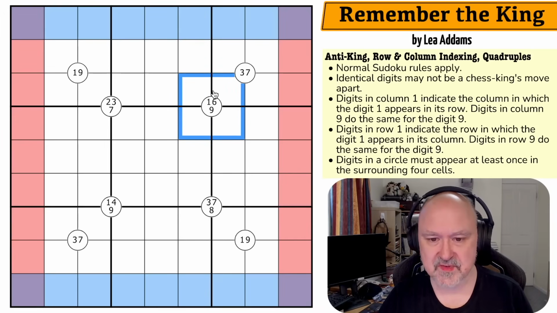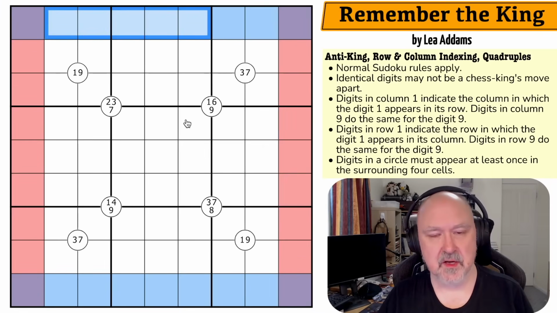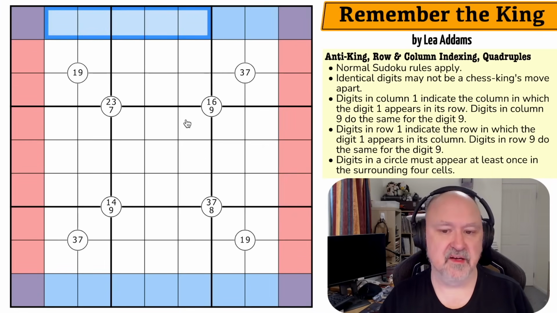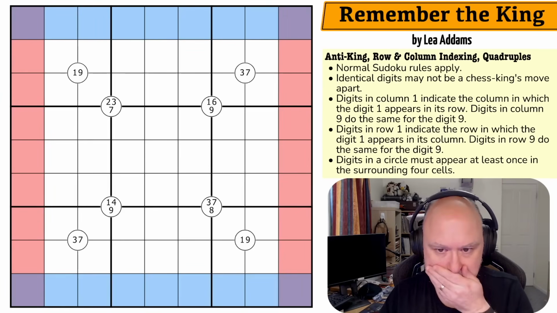Sorry about the long rules explanation, but it's a little bit tricky to explain indexing sometimes. In the description below, you will find a link to this puzzle where you can try it for yourself. I'm going to restart the puzzle to restart my timer. Let's give this a shot.